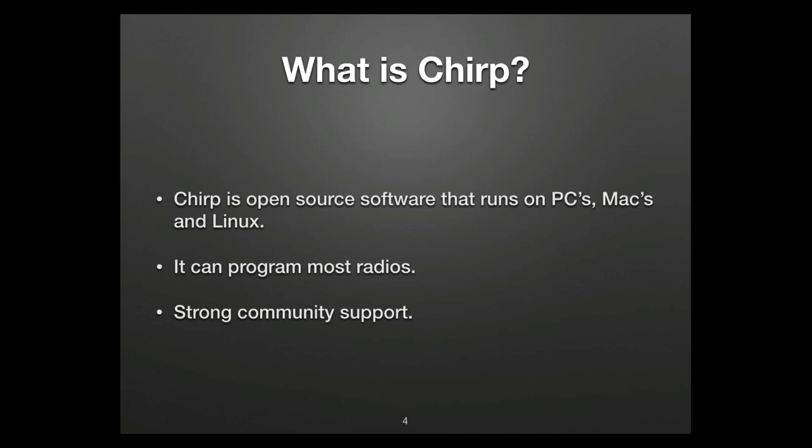What is CHIRP? It's open source software, which is great, and it also runs on PCs, Macs, Linux. I ran it on a Raspberry Pi. I'm one of these people who converted from running PCs to running Macs. I'm talking to you from my Mac now. And it's really nice that it works on all of those platforms. It supports most radios. And the real key to it is the community support. So that means if your radio isn't supported today, well, maybe it'll be supported tomorrow. And we'll go over this theme a few times.